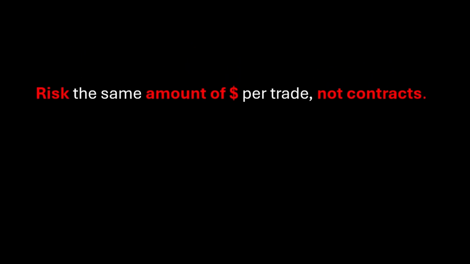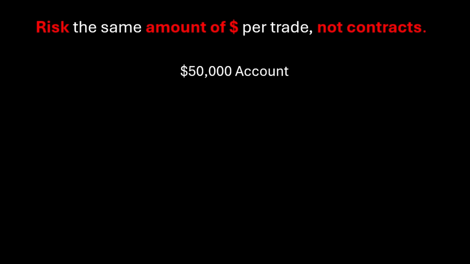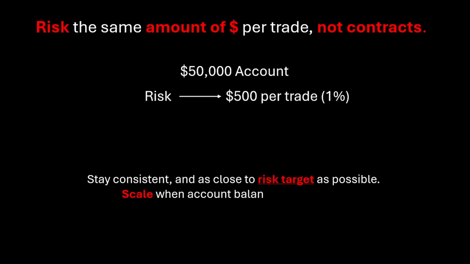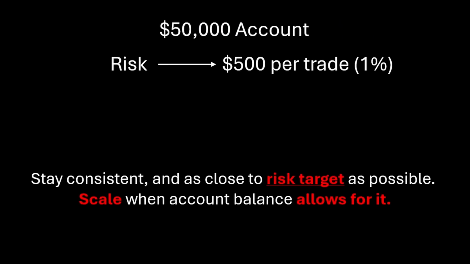For most retail traders, a good rule of thumb is going to be to risk the same dollar amount or the same percent of the account. So for example, if you have a $50,000 account and you are risking 1% of the account per trade, this would be $500 per trade. While you may not be on the dot of $500 every single time, it's good to stay as consistent as possible and then scale when necessary and continue to stay consistent.